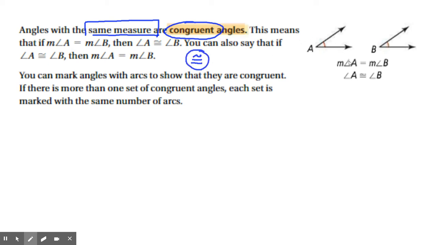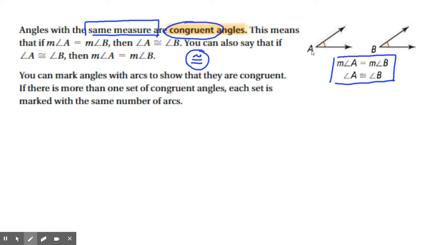Over here, you see it says the measure of angle A equals the measure of angle B. That's the measurements. And then angle A is congruent to angle B. That's the objects themselves. Try your best to keep this straight. When we do proofs, we'll usually talk about the objects, but in your algebra problems, you might use the measurements.